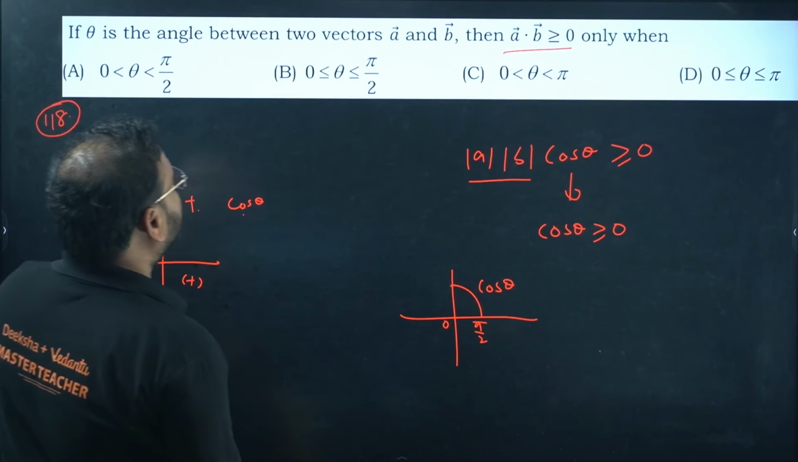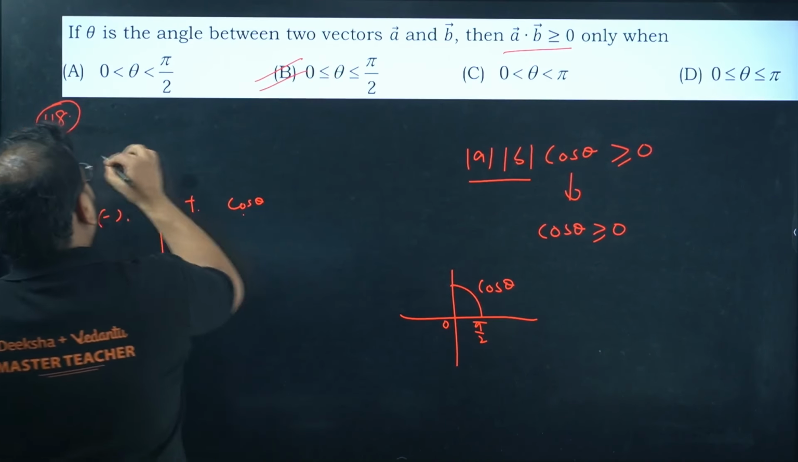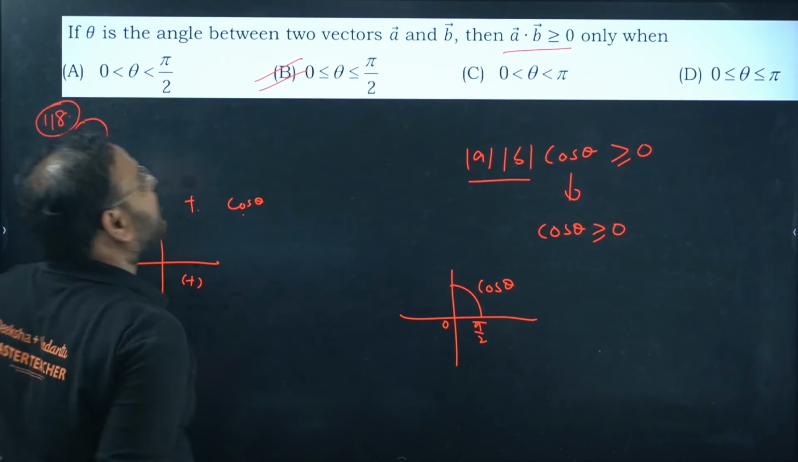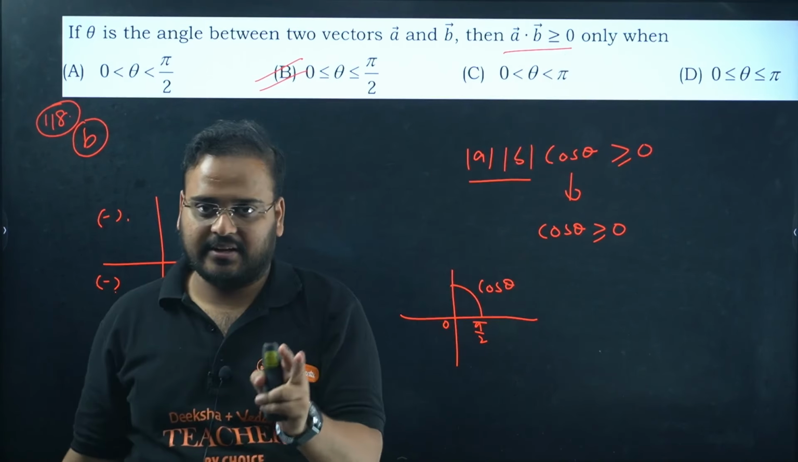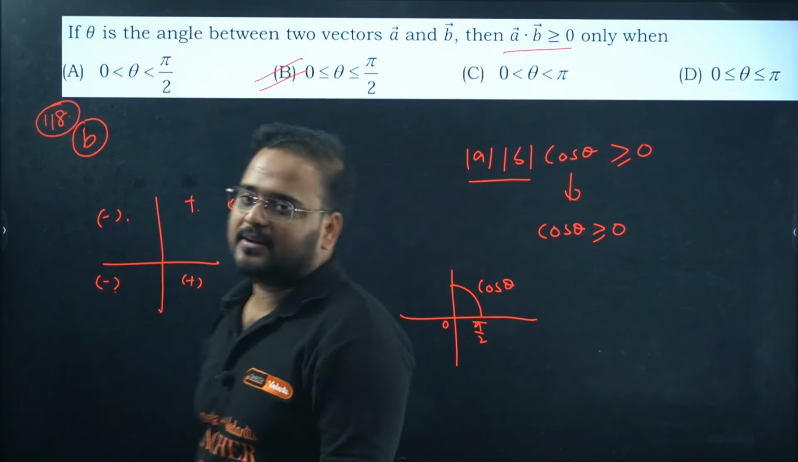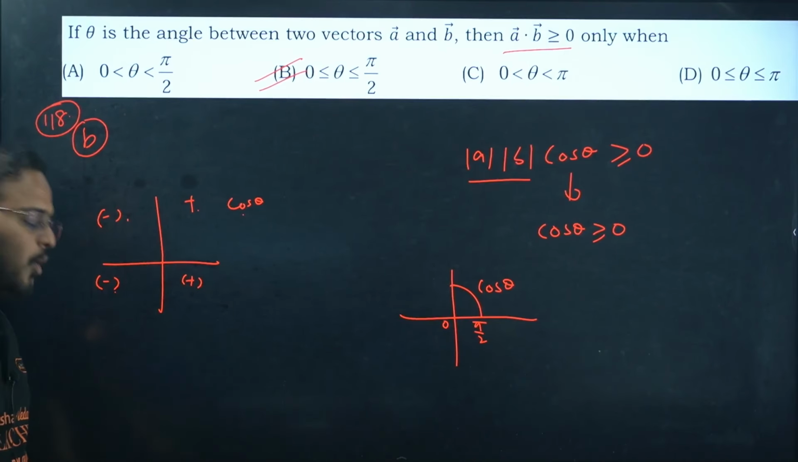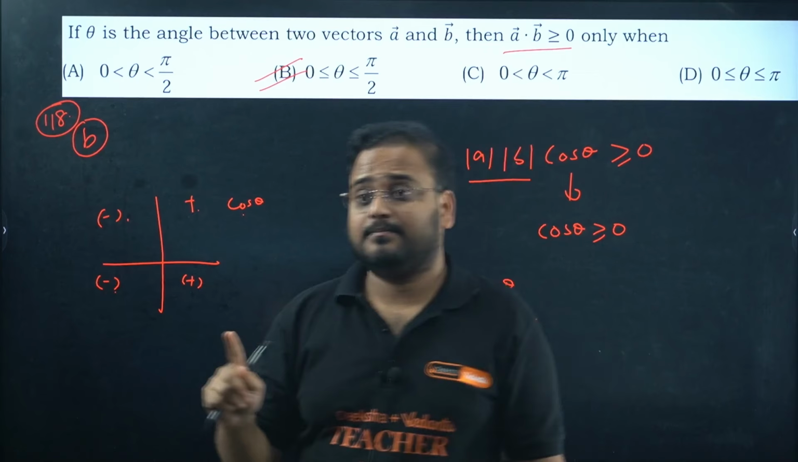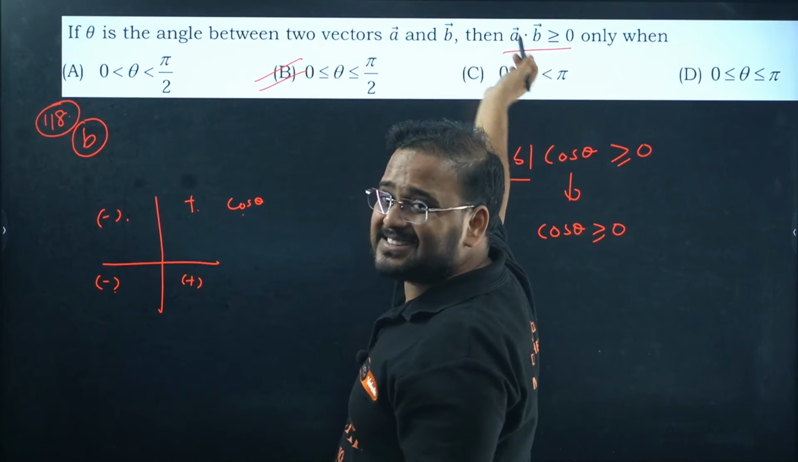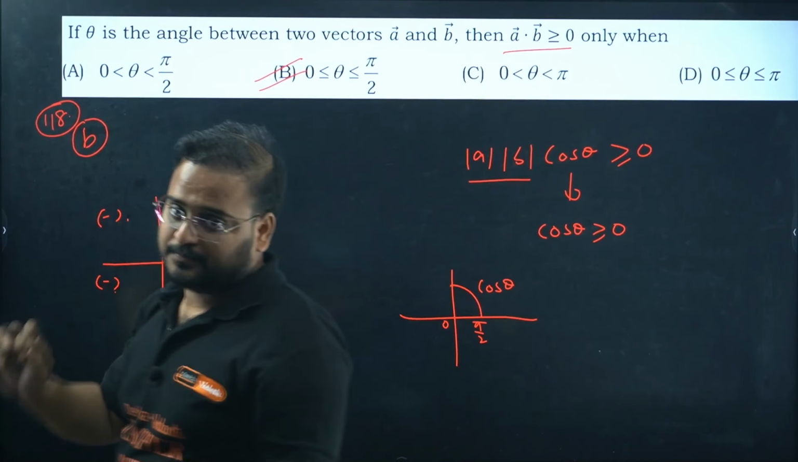So the answer, if you check, is going to be option B. Why not option A? Because they have mentioned the inequality as greater than or equal to, not just greater than. So you can use the equal to sign in the answer also. Option A is wrong, option B is correct. Have a look.